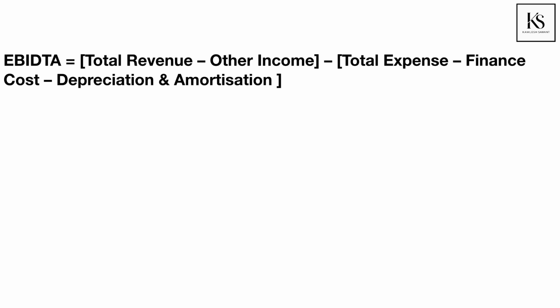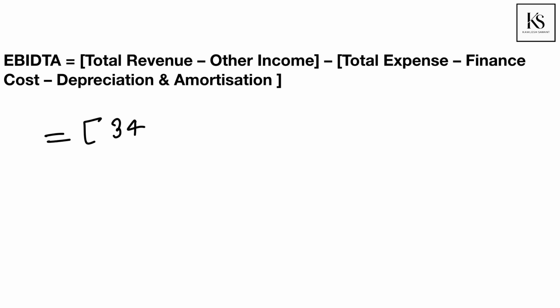Continuing the example of Amar Raja Batteries Limited, the EBITDA margin calculation for the FY14 is as follows. We first calculate EBITDA, which is computed as follows. Total revenue minus other income minus total expense minus finance cost minus depreciation and amortization. Here is a note: other income is income by virtue of investment and other non-operational activity. Including other income in EBITDA calculation would clearly skew the data. For this reason, we have to exclude other income from total revenues.